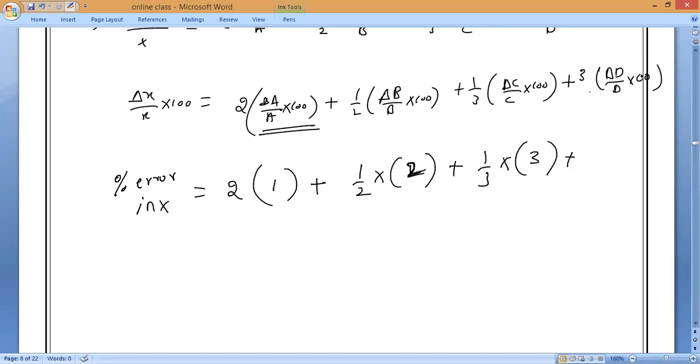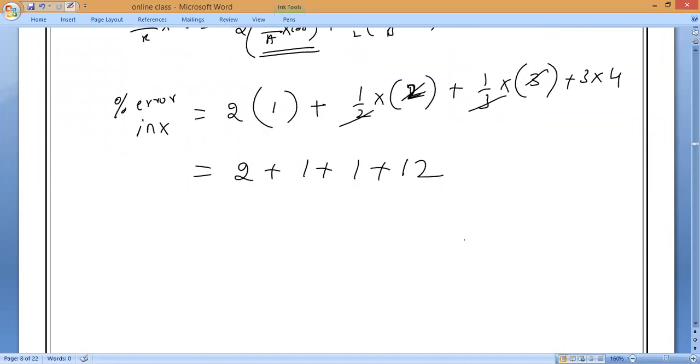3 plus last value, 3 into how much value? 4. So which is equals to 2 plus, this 2 will get cancelled, 3 will get cancelled. 2 plus 1 plus 1 plus 3 4s are how much? 3 4s are 12, which is equals to 12 plus 2, 14, 14 plus 2, 16 percentage. How much is it? 16 percentage.